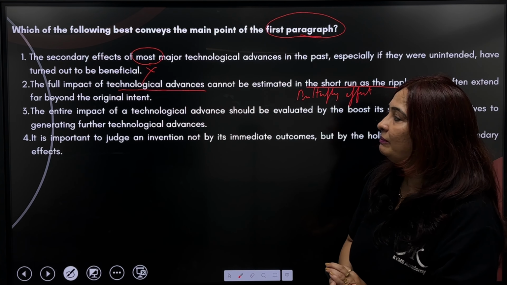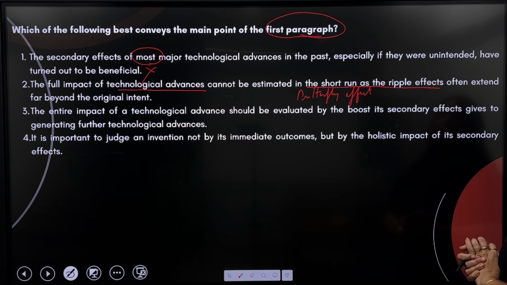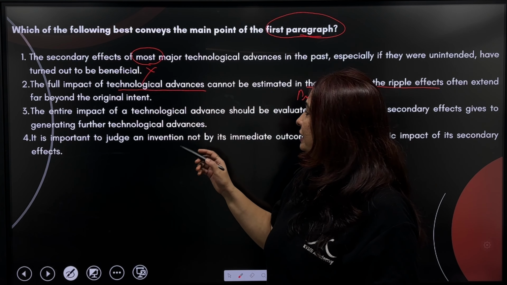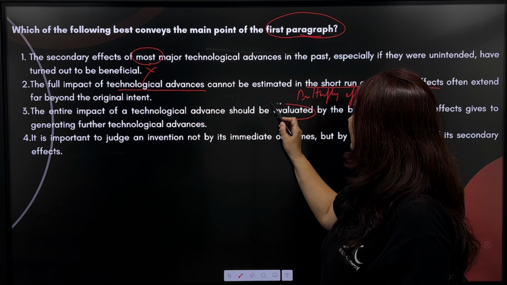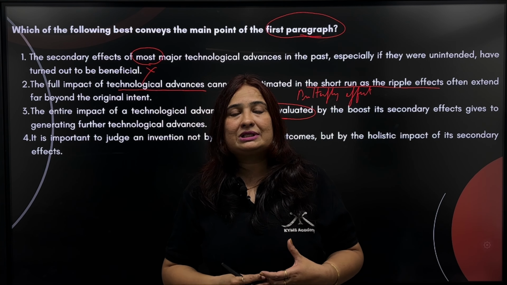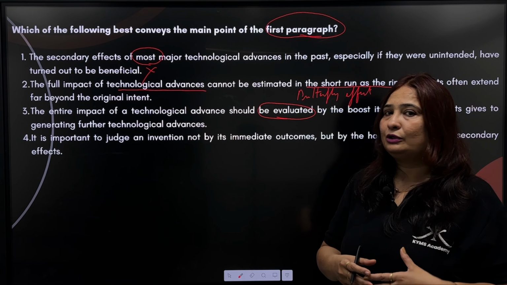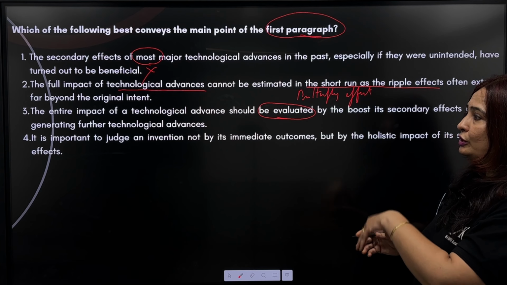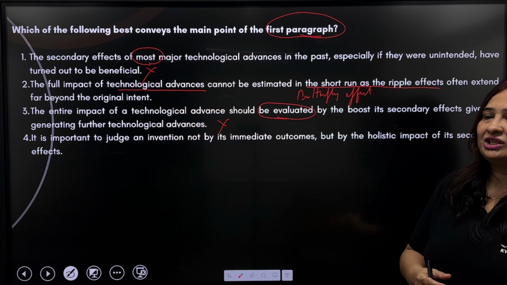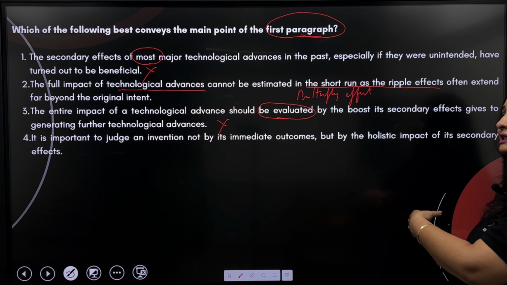Now, the entire impact of a technological advance should be evaluated by the boost its secondary effect gives, generating further technological advances. Now here the word is "should be evaluated." Evaluated here means should be judged. So obviously the author is not there to judge any invention or any inventor. So this word is going to make this option wrong. Nowhere in the passage are we talking about judging anything, and so is the case with option 4.